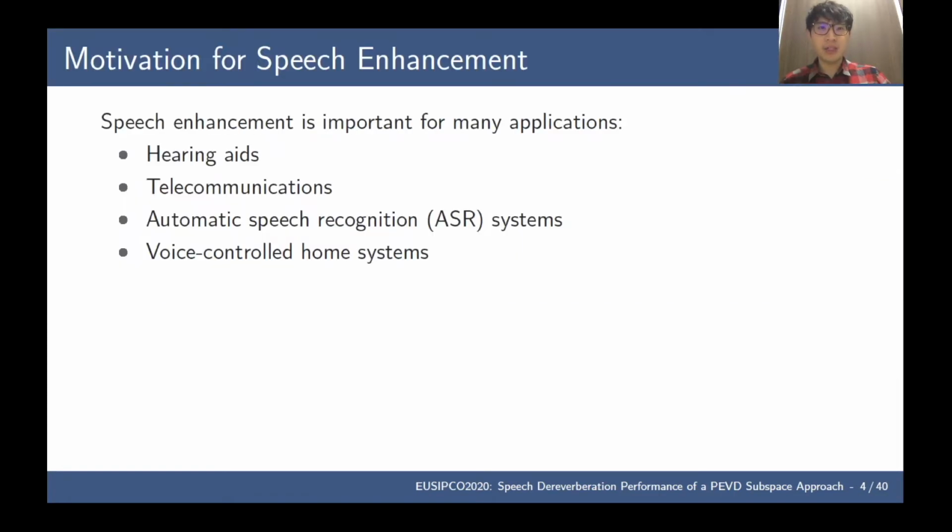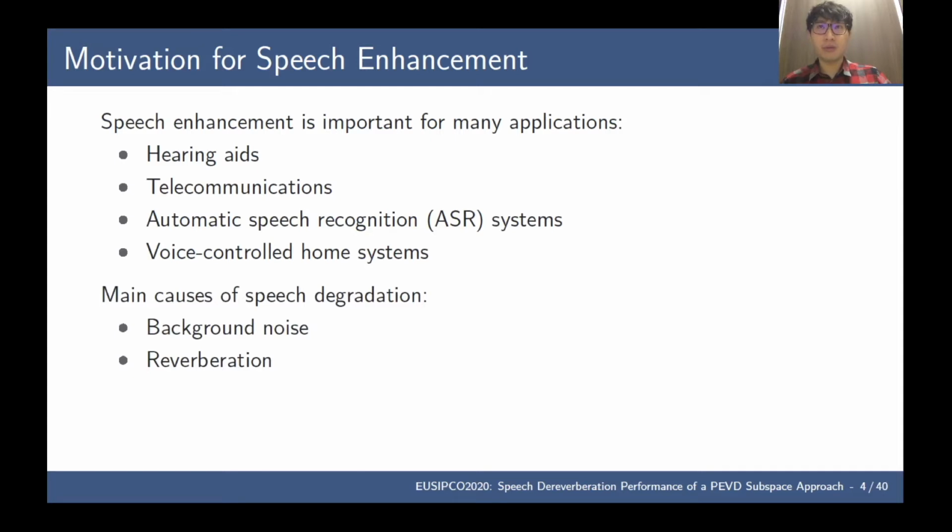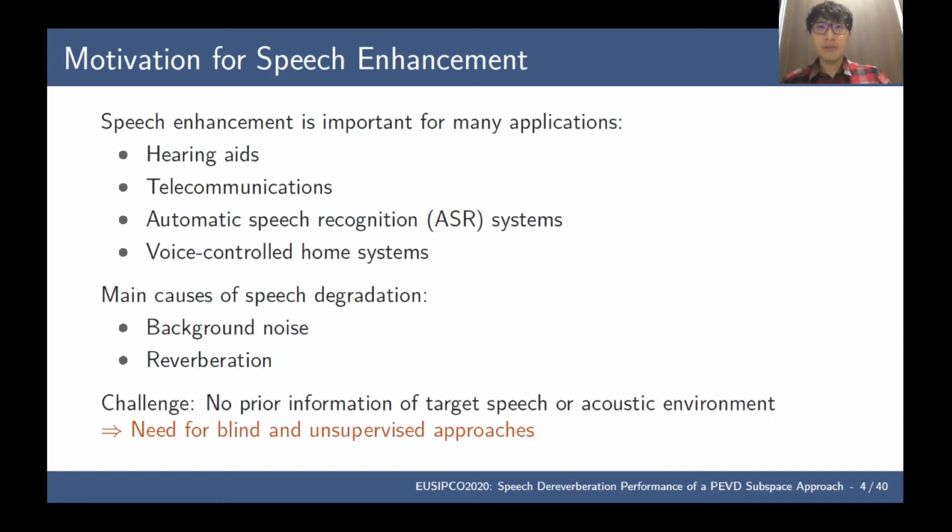Many applications, such as hearing aids, telecommunications, automatic speech recognition (ASR), and voice-controlled home systems, perform well for clean speech signals. In real-world scenarios, however, the speech signal is often degraded by background noise and reverberation, thereby reducing the performance of these systems. The performance can be improved by using speech enhancement algorithms to process the received signals. Because prior information of the target speech or the acoustic environment is unavailable, blind and unsupervised approaches are required.